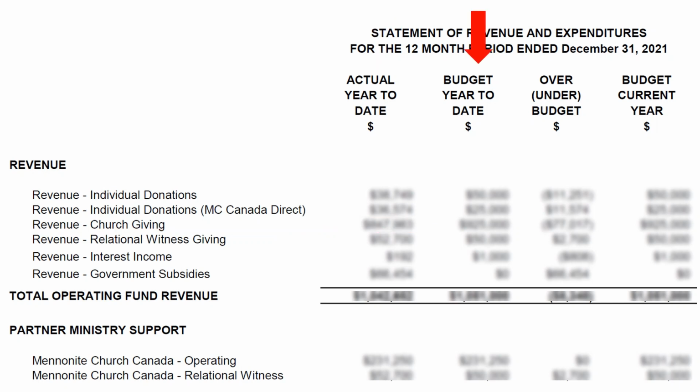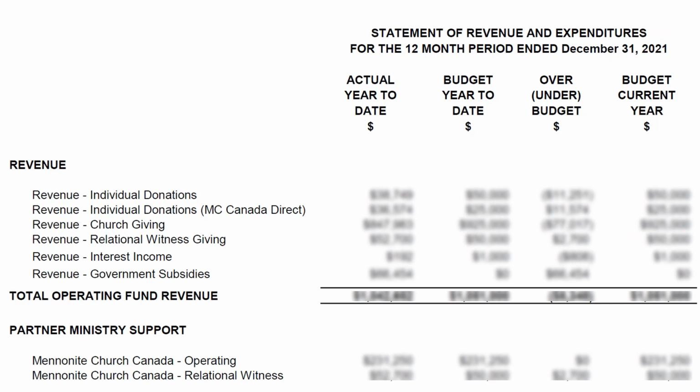Next is budget year to date. This lists how much we had budgeted for in that particular area, how much we would expect to receive or to spend in that area so far this year. Then there's a column called over/under budget. That tells you how much we are over or under what we had planned for money received or spent in that particular area. If it's over the expected amount, it will be in regular print. If it's under the expected amount, it will be listed in parentheses or have a negative sign in front. Finally, we have a column called budget current year. This is the total amount budgeted to receive or spend in the particular area for the entire year.